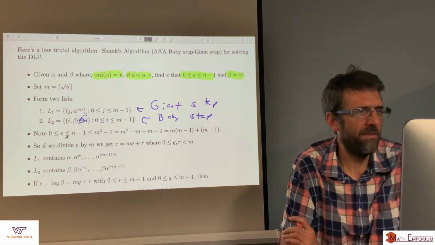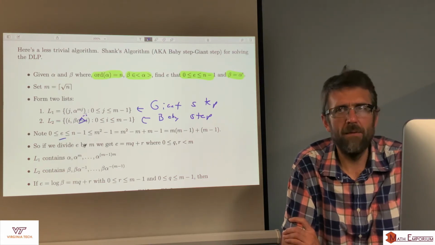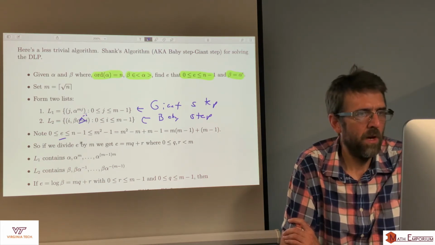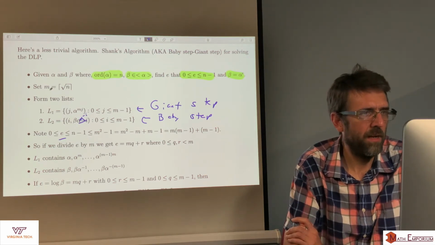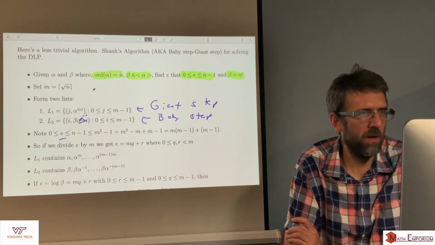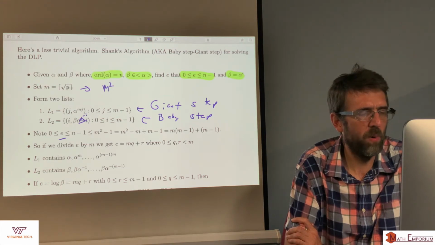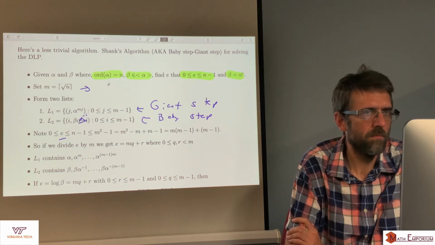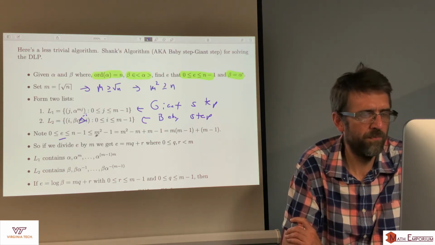All right, so how do I know that? Well, by definition of the discrete log problem, this exponent I'm looking for, e, is going to be between 0 and n minus 1 inclusive. But n is going to be less than or equal to m squared, because m is the ceiling of square root of n. So m is greater than or equal to square root of n, which tells me that m squared is greater than or equal to n.